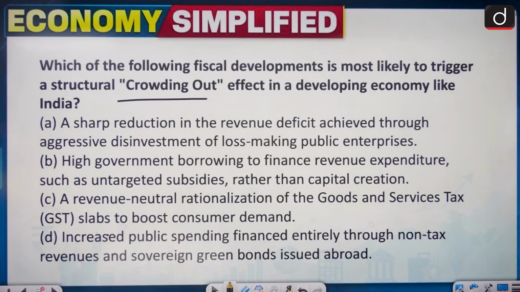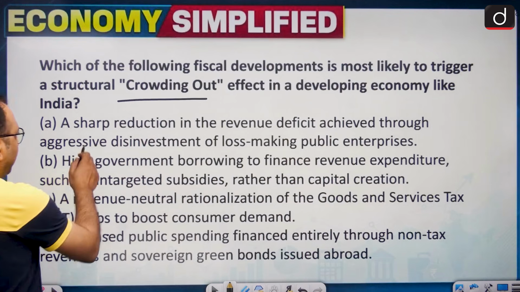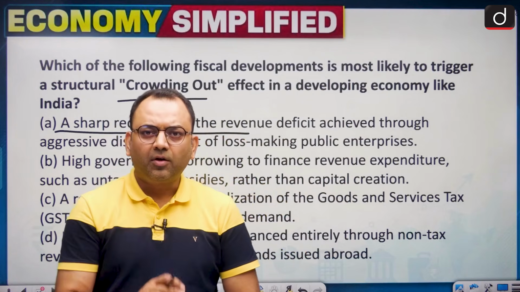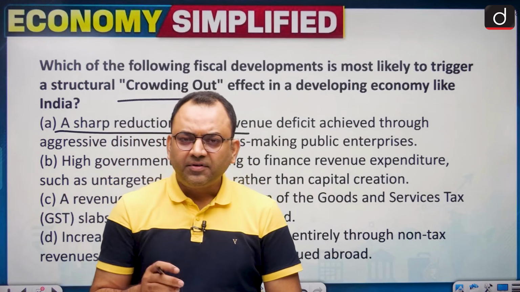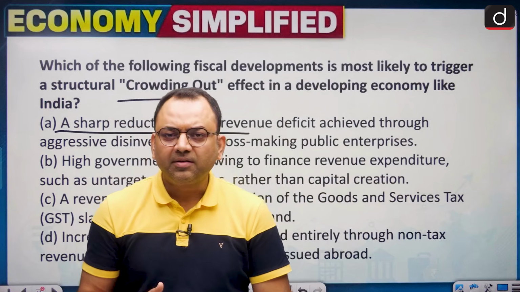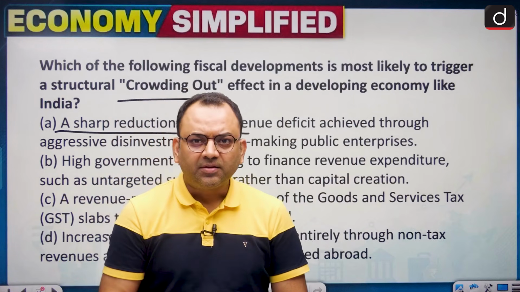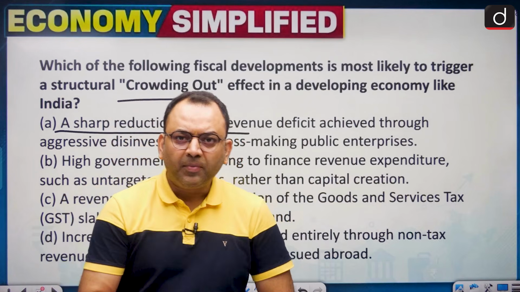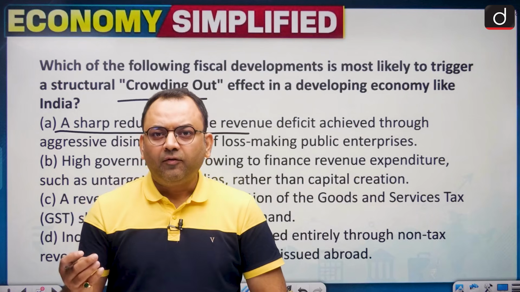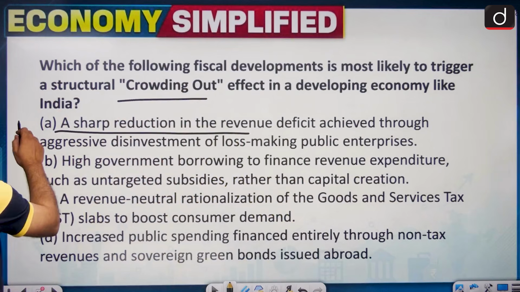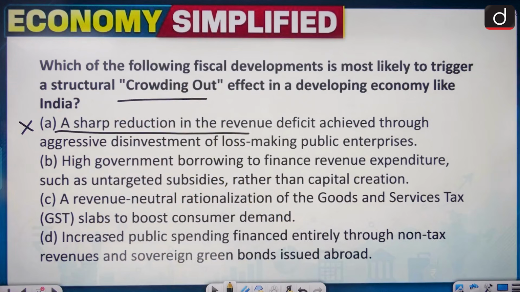The first statement: a sharp reduction in the revenue deficit. Crowding out takes place when the government has high deficits, either fiscal or revenue, right? If the deficits are lower, the government will not borrow much money from the market. As a result, crowding out will not take place. It takes place only when the government has borrowed a lot of money, because it already has a lot of deficits in its budgets. That's why reduction in the deficits will not lead to crowding out.